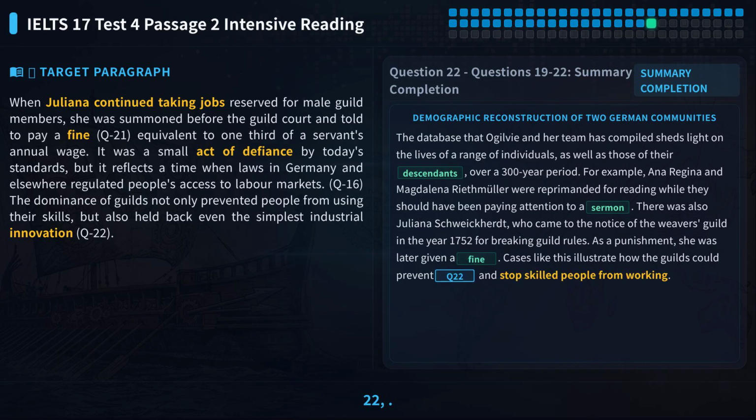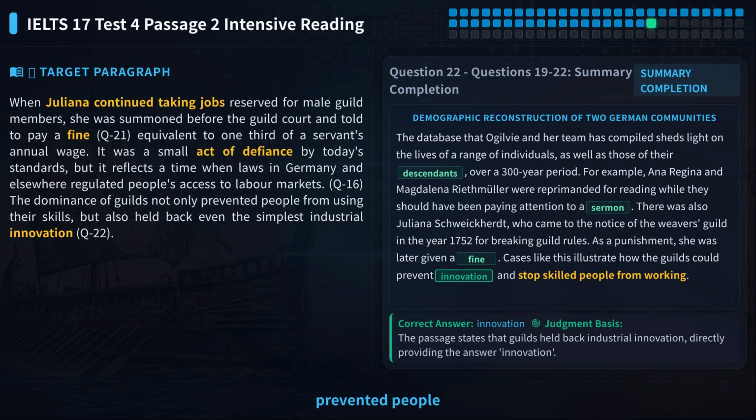Let's look at question 22. The statement says the dominance of guilds not only prevented people from using their skills, but also held back even the simplest industrial what? Please pause the video and think about it first.